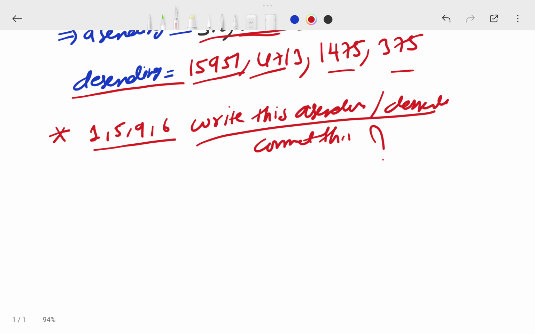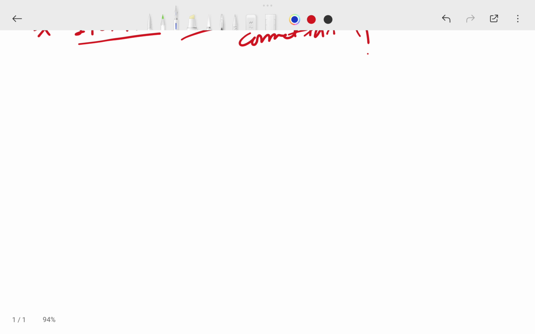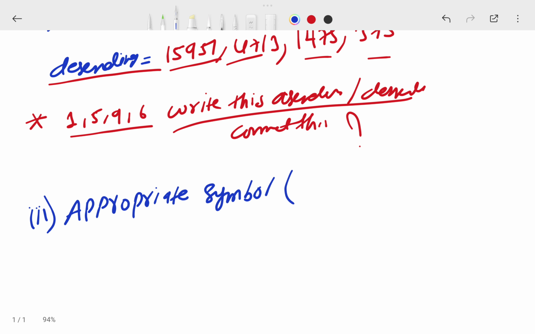All right, so now we are going to talk about appropriate symbols, right? So let's look at it. So our third quiz is what? Appropriate symbols, right? We are going to talk about these symbols and these symbols. And there is also one symbol like that, equals to.